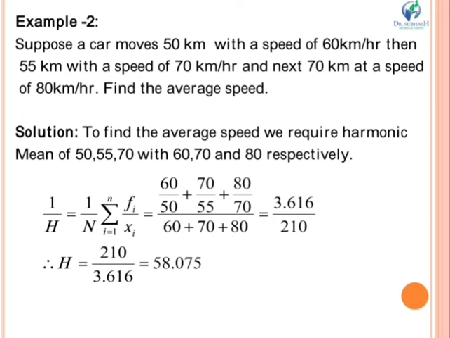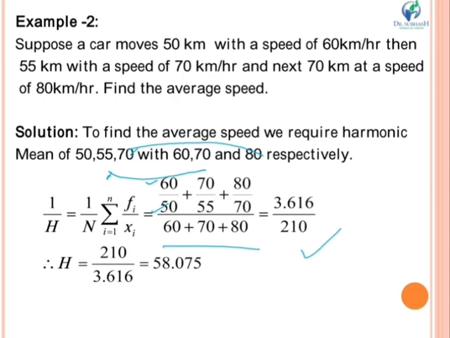So I will use the formula 1 upon H equal to 1 upon summation fi, times summation fi upon xi. Here our fi's are 60, 70 and 80 and xi's are 50, 55 and 70. So we'll divide each fi upon xi: 60 upon 50, 70 upon 55 and 80 upon 70. And I will divide by all the fi's. I get 3.616 upon 210.